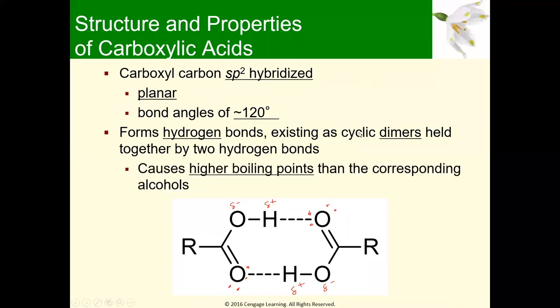All right, so one of the resulting properties that is affected by this is the boiling point. And you could also say the melting point, I guess, because a lot of carboxylic acids are solid at room temperature. So it causes higher boiling points than corresponding alcohols, because alcohols are also a functional group that can donate and accept hydrogen bonds. But these have even higher boiling points than similar alcohols.